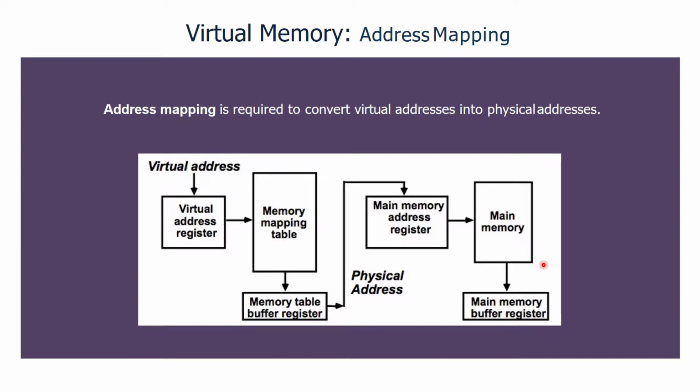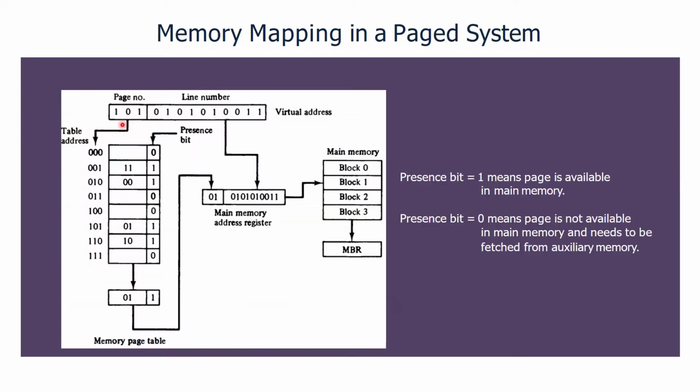In this example, see the top, there is a virtual address 101 0101010011. In this, the first 3 bits are the page number and the other bits are the line number. Using the page number, you can access this memory page table. This is the table address. This 101 means the location 01. So the 01 is passed on to this one. 1 means the presence bit, and 1 means the page is available in the main memory.